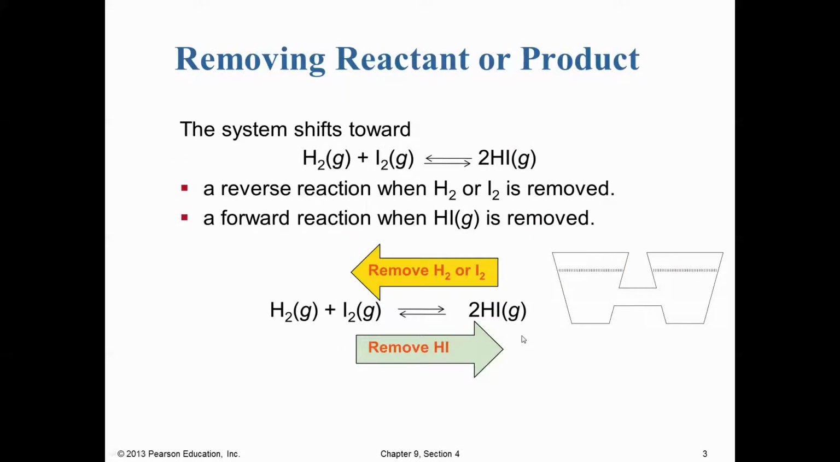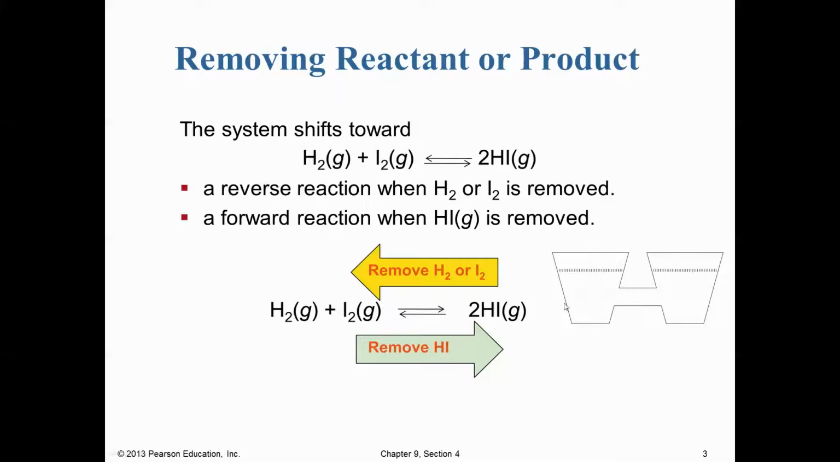Let's talk about what happens when we remove something. If we remove either of our reactants, in this case hydrogen or iodine, we're going to shift towards the left to replace that. Going back to our buckets example, imagine we scooped a bunch of water out of our left bucket or our reactant bucket. In order to reestablish balance here, water would have to flow into the left or the reactant bucket to, again, reestablish that equilibrium.